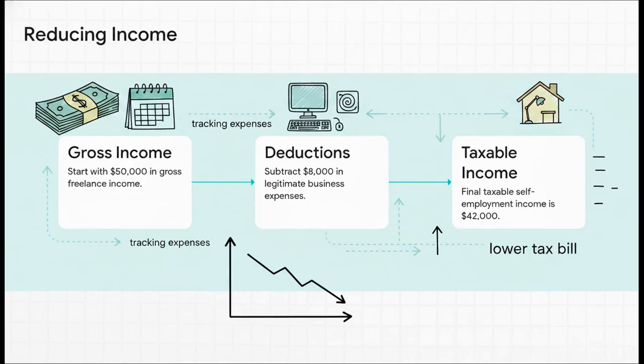Let's see how this actually works to lower the tax bill. Going back to Priya's example, let's say she has $8,000 in legitimate business expenses for her graphic design business throughout the year. Maybe she bought a high-end computer, paid for her monthly design software subscriptions, and has a dedicated home office. She gets to subtract that $8,000 directly from her $50,000 gross income. Suddenly, her taxable self-employment income drops from $50,000 down to $42,000. That is a highly meaningful reduction in her overall tax bill. So if you're in this situation as a freelancer, this is exactly how you lower your bill. You absolutely have to track your expenses.